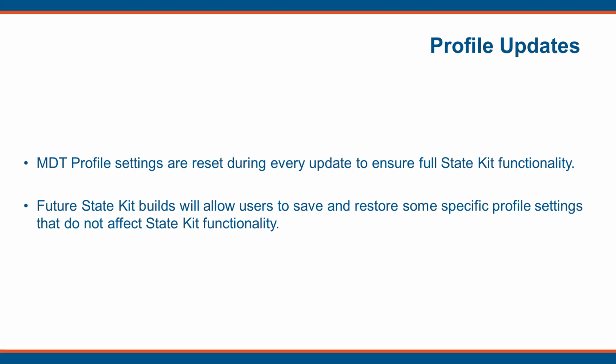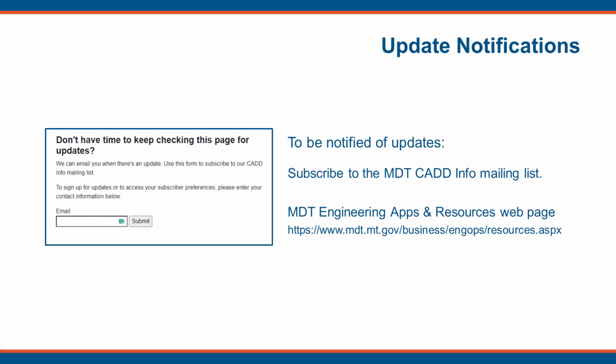To ensure full State Kit functionality, profile settings are reset during every update. There are technical limitations preventing the ability to save all user profile settings between updates, but the State Kit will be configured in future builds to allow users to save and restore some specific settings that do not affect State Kit functionality. To be notified of updates outside of the Updater app, subscribe to the CAD Info mailing list through the link provided.